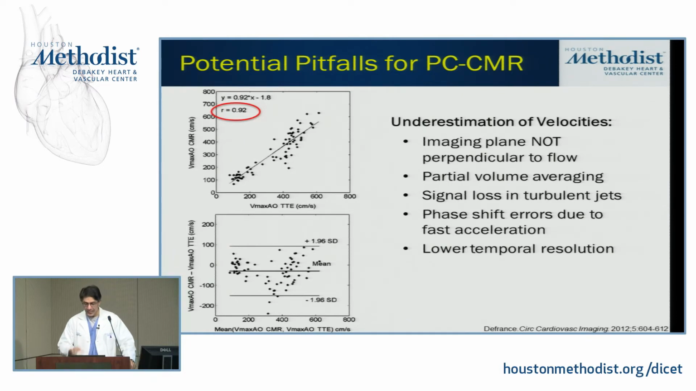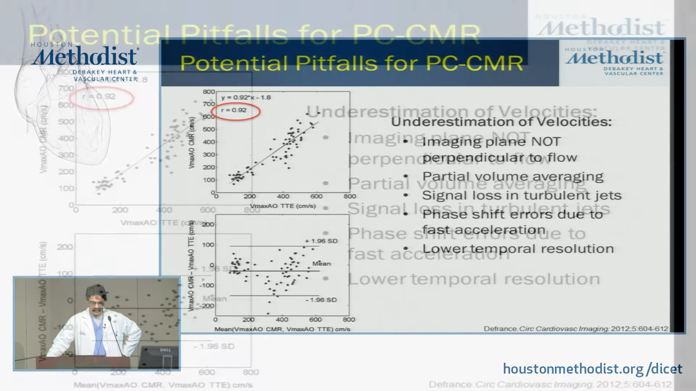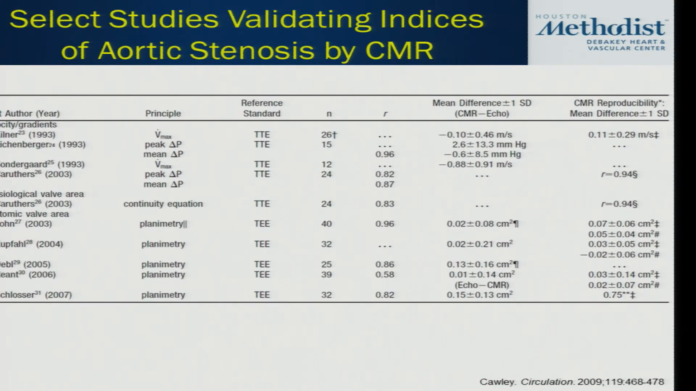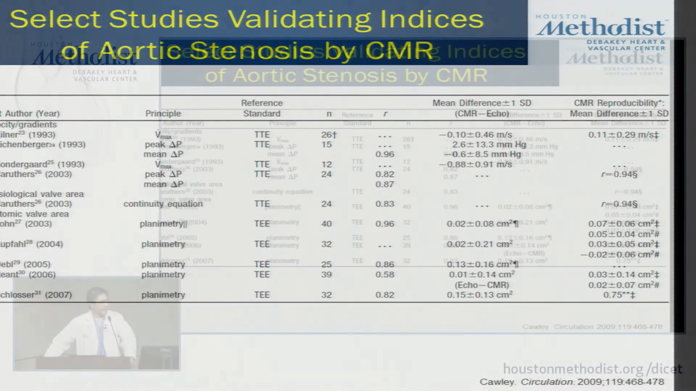velocity. If you do that, here is one study, again small, looking at the relationship between peak velocities between transthoracic echo and CMR, and you can see what's reported in the literature, that the relationship is not bad. It's pretty good. This aortic stenosis assessment by CMR has been studied extensively in the literature, comparing it both to transthoracic echocardiography and transesophageal echocardiography. I won't go into all the details of the studies, but in general, the R's tended to be in the 0.8 to 0.9 range.